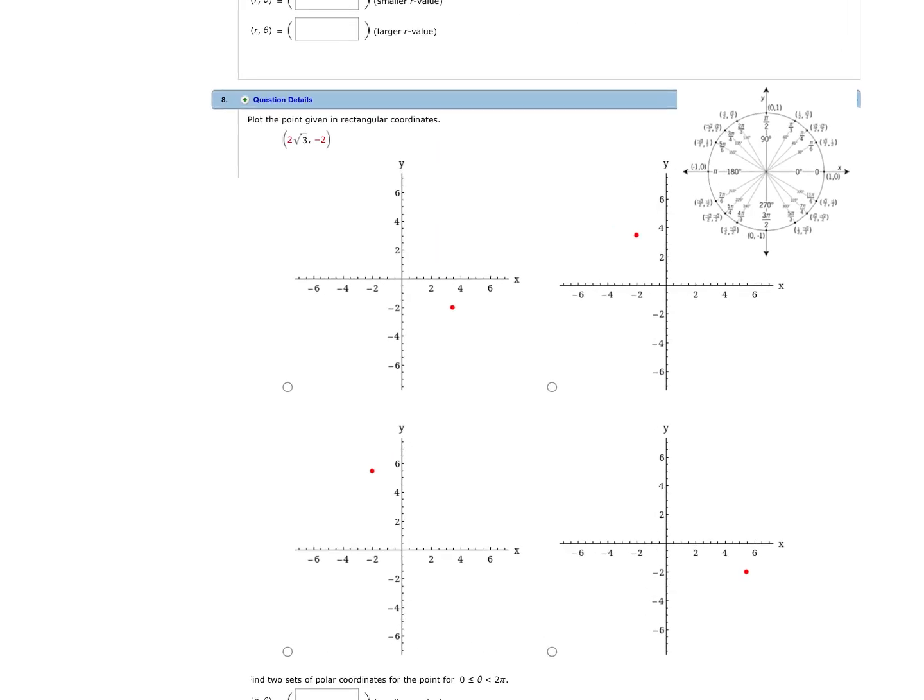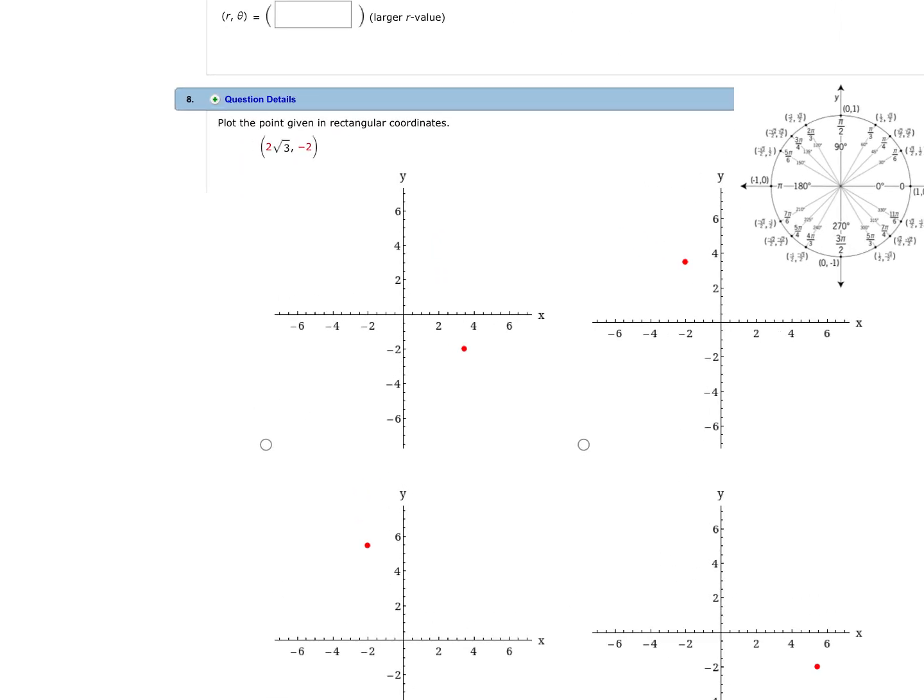All right, looking at number 8, we want to plot the given point and then convert it to polar. So same thing we did in the last one. For here, we don't really know exactly how big 2 square root 3 is or how far we're going to go to the right. We just know that we're going to the right. It doesn't matter how far we go to the right. We just know that it's positive, so we go to the right, and then y is -2, so we would go down. So we're looking at the first graph here.